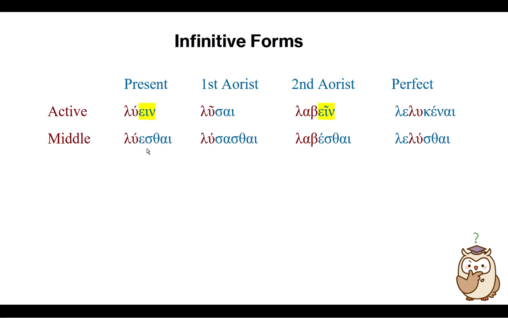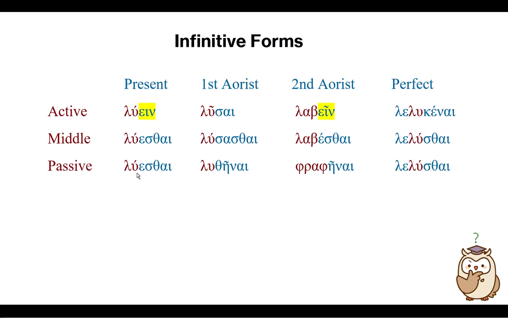For the middle, we have luesthai. And there's our present ending. For the first aorist, lusasthai, so sasthai is our ending. For the second aorist, we just have esthai, which is the same as the present. And then for the perfect, lelusthai. Finally, for the passives, we have luesthai, which makes sense because middle and passive are the same for the present tense. First aorist, luthenai. Second aorist, graphenai.